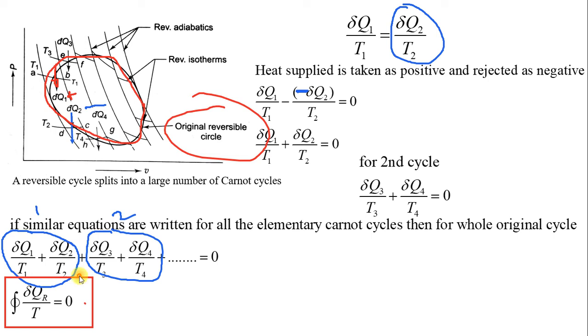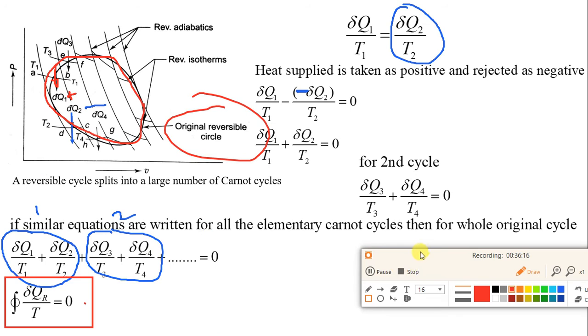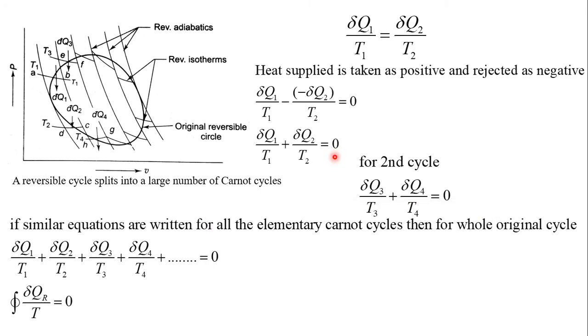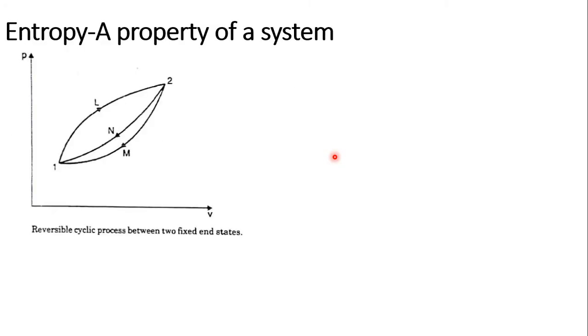Let me clear this now. Now the next thing which we have to prove is that entropy is a property of a system. If you recall, in module number 1 we had a derivation: prove that energy is a property of a system. Now prove that entropy is a property of a system. So what we have to prove is that entropy is a point function. It is a property of a system.